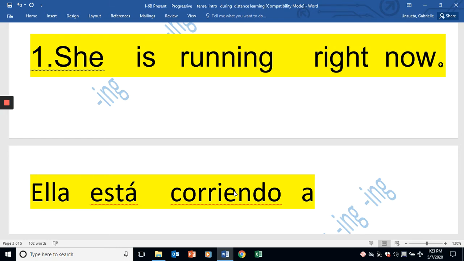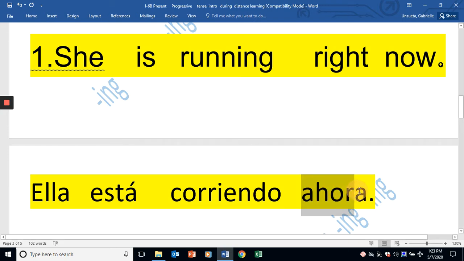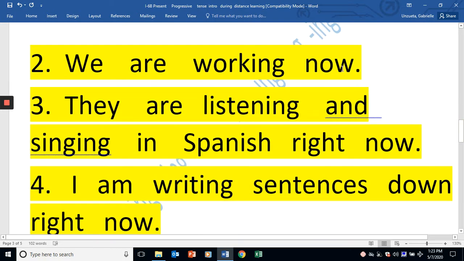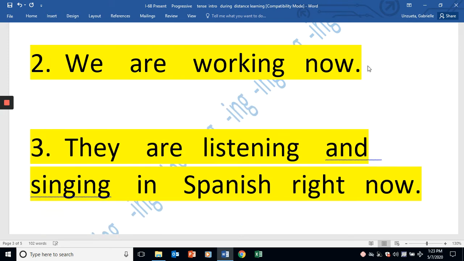Remember our song? Ahora vamos a cantar, a cantar, a cantar. Okay, that ahora word is the word for now. Número dos. We are working now. Go ahead and write that in English on your notes that you are then going to turn in as part of this assignment. We are working now. And then we'll do it together.